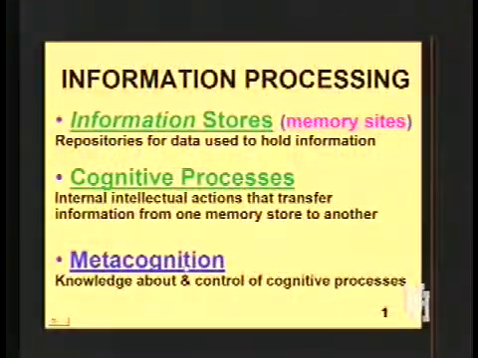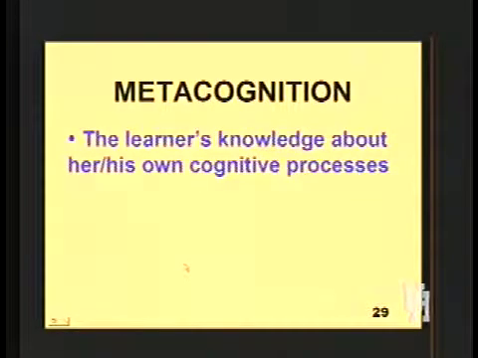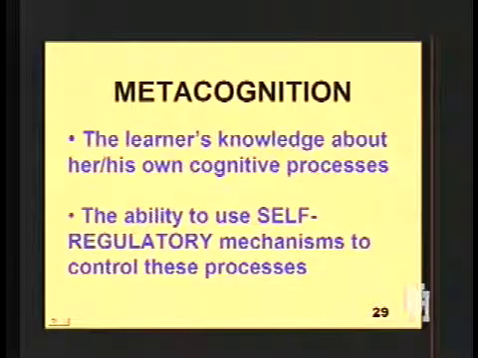Now we got to cover one more thing. That's metacognition. We already covered information stores and cognitive processes, so I didn't go back for that. Metacognition is knowledge about and control of your cognitive processes. This for them is the ultimate key. This is the learner's knowledge about his or her own cognitive processes. This begins with being aware of how to make strategies, who you are and what you are. This is the ability to self-regulate and to control these processes. This is big stuff, and this is actually one of the big things information processing has added to the classical stuff about memory. Okay?